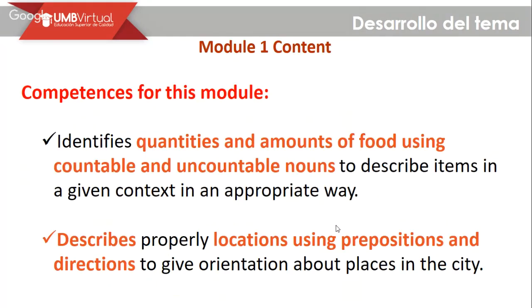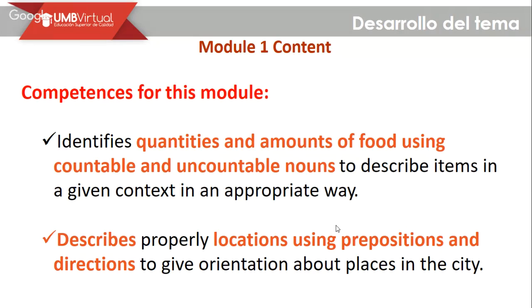Dentro del módulo 1, dentro de nuestro contenido, tenemos 2 competencias, las cuales les van a permitir a ustedes enfocarse en algo particular, en algún tipo de vocabulario específico y gramatical para resolver, digamos, cualquier inquietud que sea relacionada a esos temas, right? These competencies have, number one, identifies quantities and amounts of food using countable and uncountable nouns to describe items in a given context in an appropriate way. Number two, describes properly locations using prepositions and directions to give orientation about places in the city.